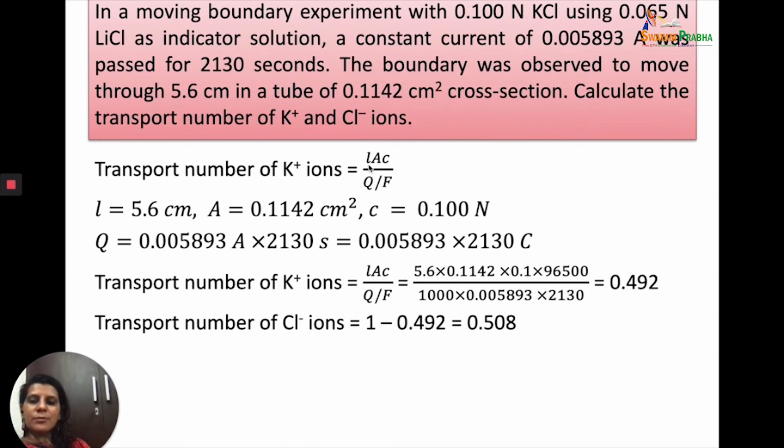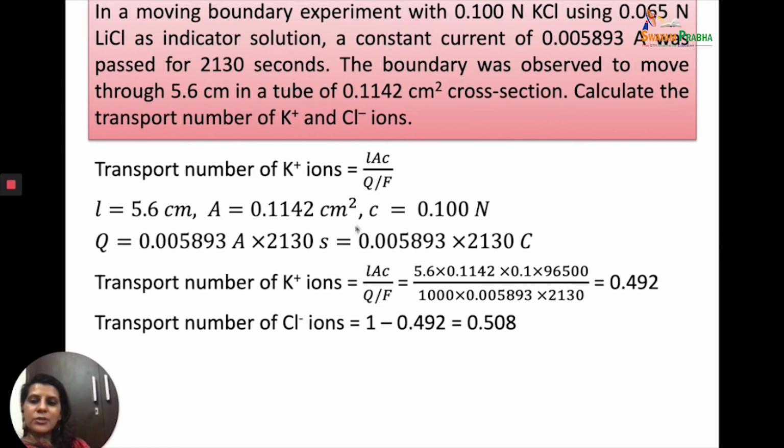So the transport number of K plus ions can be calculated using the formula LAC upon Q by F. You are given the values of L, A and C. Q you can determine, you are given the value of current and time. So this will give you Q in coulombs. So the transport number can be calculated as LAC upon Q by F.